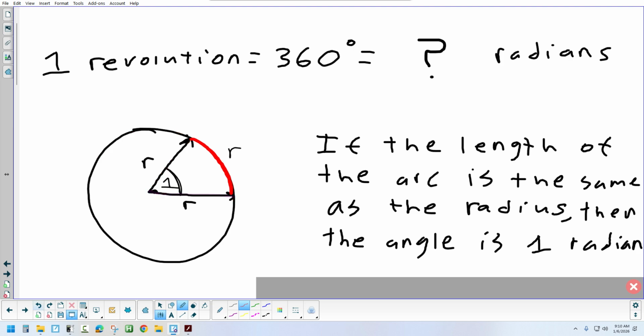Same thing if you make this angle smaller. Let's say those were the two sides of your angle. Now your arc is extremely small. It's definitely not as long as that radius. That means this angle is smaller than 1 radian. So any question on what 1 radian looks like as a picture?